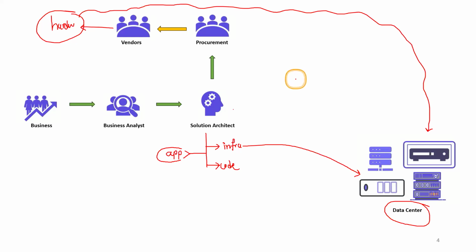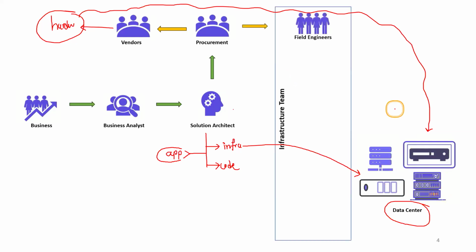This process may take a lot of time. It may take days or weeks. Sometimes it could even go to months for the entire hardware to be purchased and delivered to the data center. Once the hardware is received at the data center, that's where the infrastructure team comes into the picture, and the field engineers will take care of the rack and stack. You might have seen the rack and stack just now, I might have shown you.